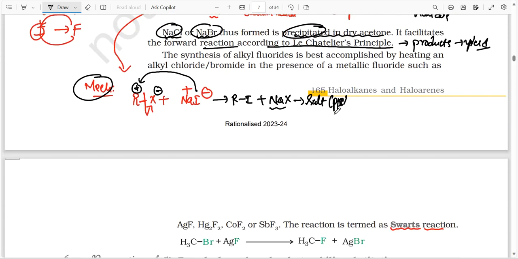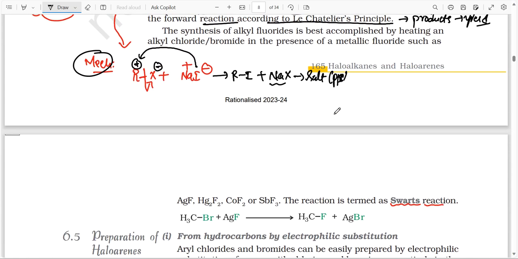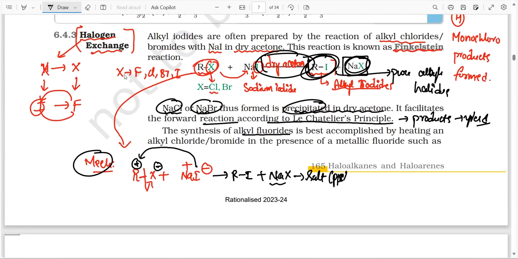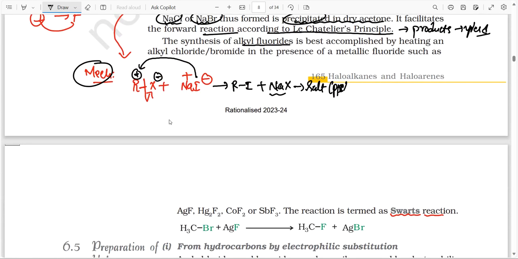Okay, now let us try to understand the Swarts reaction. Now let us try to understand the synthesis of alkyl fluorides. In the Finkelstein reaction, we synthesize the alkyl iodides. By using the Swarts reaction, we are able to prepare the alkyl fluorides. We have to remember this point: according to the Swarts reaction, the synthesis of alkyl fluorides is best accomplished by heating either an alkyl chloride or bromide in the presence of a metallic fluoride.